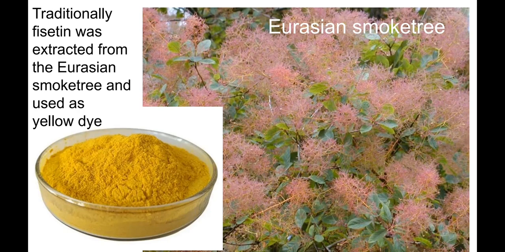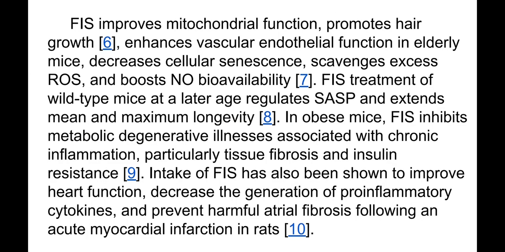Okay, traditionally Fisetin was extracted from the Eurasian smoke tree and used as a yellow dye in China, for example. Yes, this is the smoke tree. Again, it can be used as powder. It's not very expensive. Why use it in food? Why eat it like strawberry? It is, in my opinion, absolutely stupid. But okay, whatever. Let's go through them.